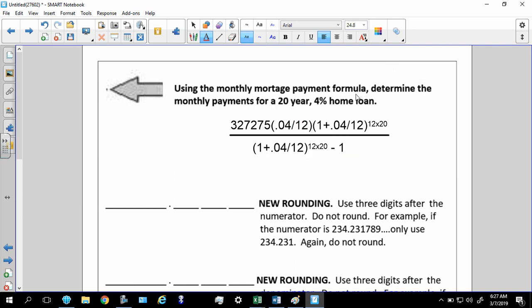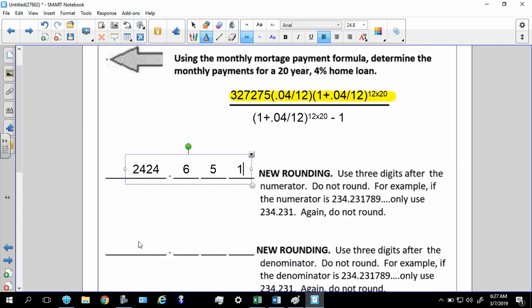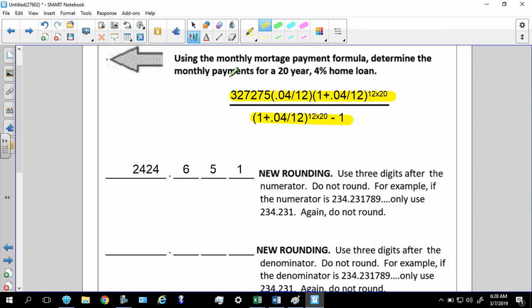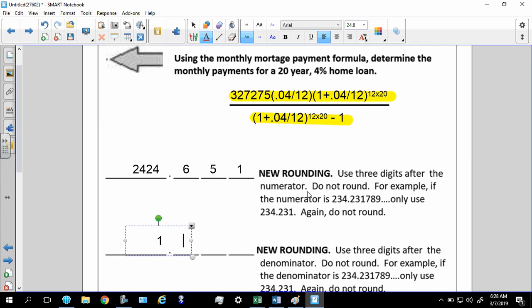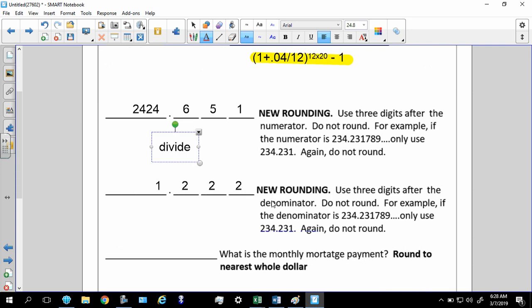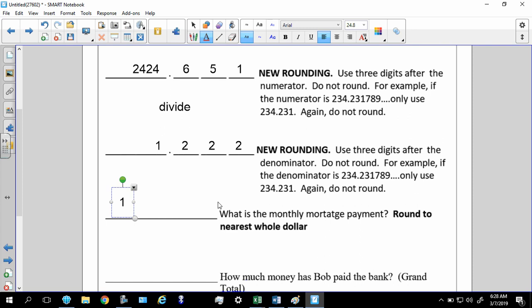minus 1. Now remember, just like we did with the car, take all this and plug it into your calculator all at once. Don't try to change anything up. Do it exactly like it's written. And you get 2,424.651. My denominator, when I type it in exactly the way it's written, I get an answer of 1.222. Then I'm going to take my numerator and divide it by my denominator. When I do that, I get a monthly mortgage payment of $1,984.